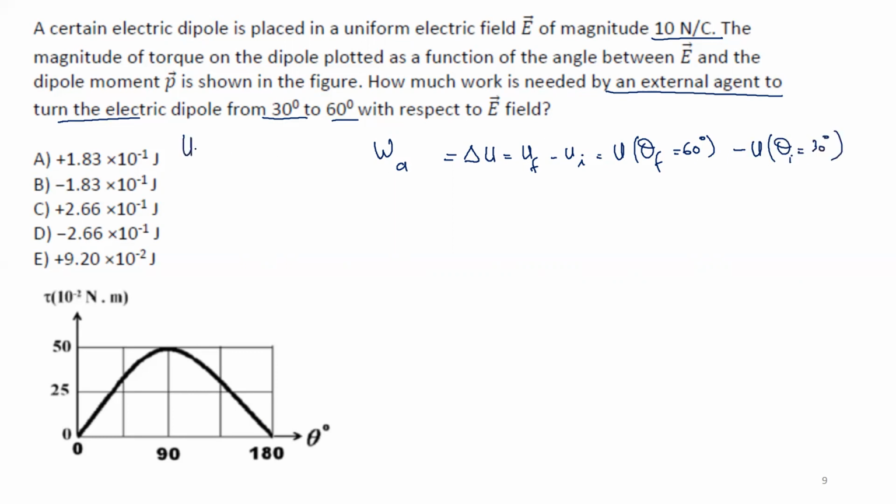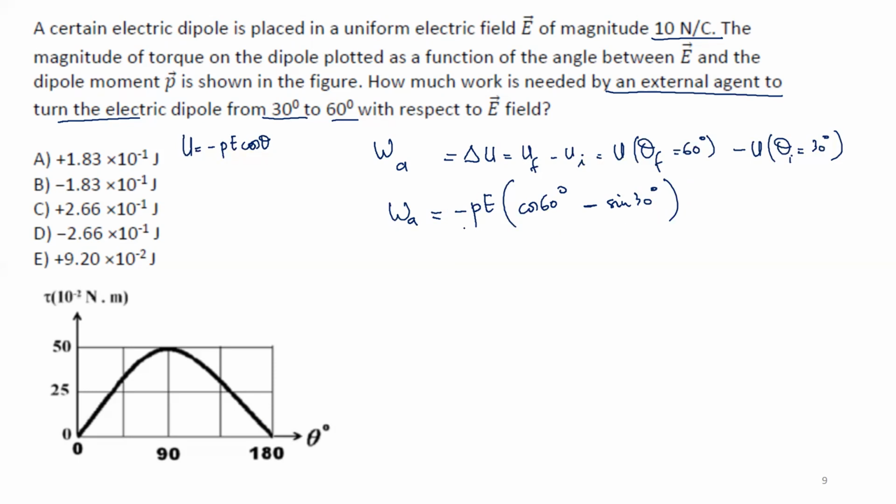So I know U, by the way. U is just minus PE cosine theta. So the work that I'm looking for, work applied, will be just, I can put here minus PE as a common factor. So if I have minus PE cosine 60 degrees, here I will have minus cosine 30 degrees. Okay. This is the work that I'm looking for.